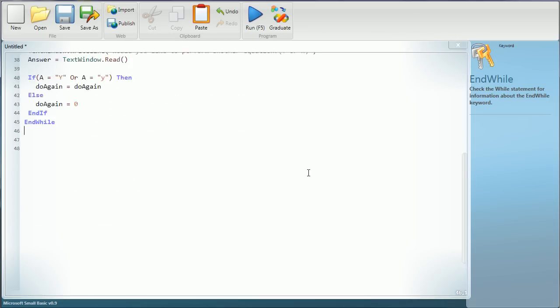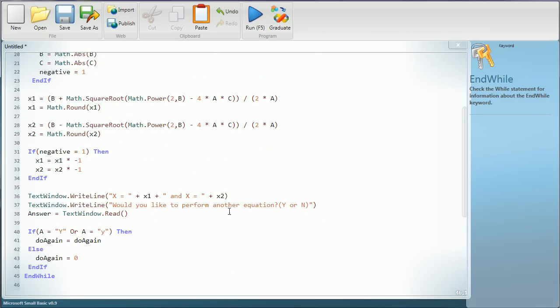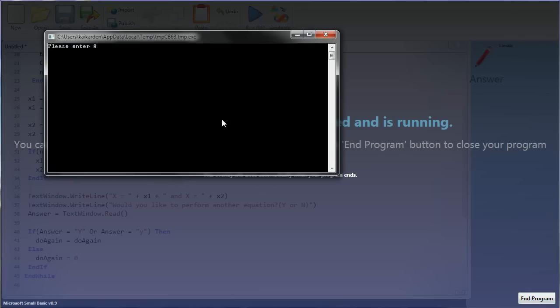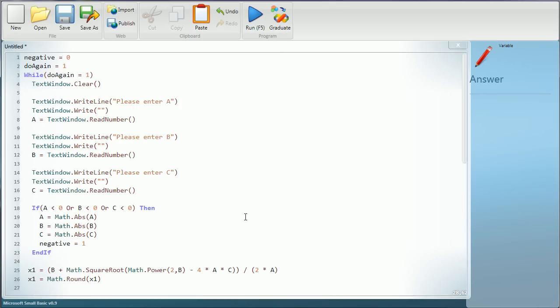Oh, something happened. Oh, yeah, see? Alright, so if answer equals that, and answer, got myself mixed up. Okay, so let's try it one more time. Alrighty. Yes. Alright, so it refreshes, and it clears the screen, then prints the next line. So we can go ahead and close that out.